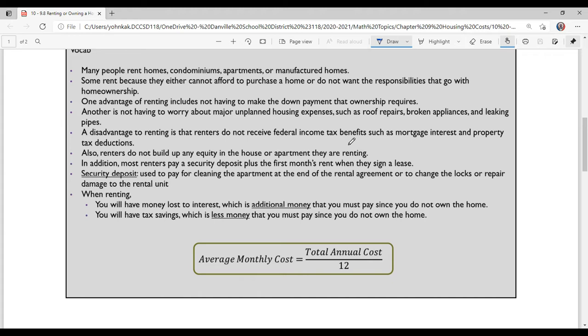Equity is like something that you can have. So when your lease is over, your apartment is just done. It's gone. You walk away. But when you have a house and you pay your mortgage, at the end of the mortgage payments, that house is yours.